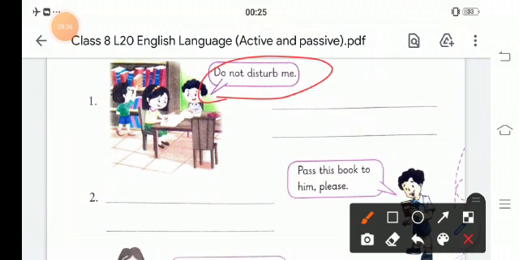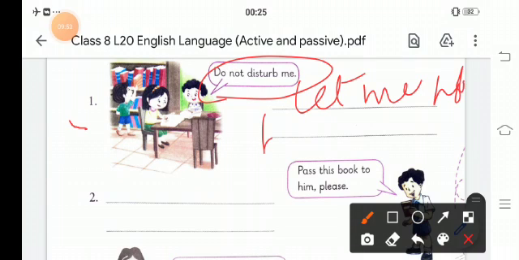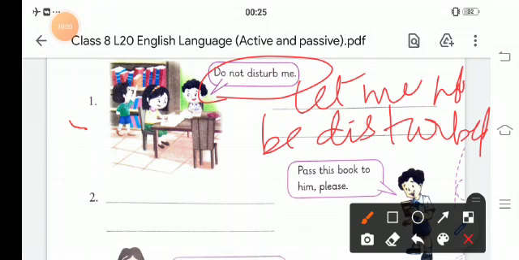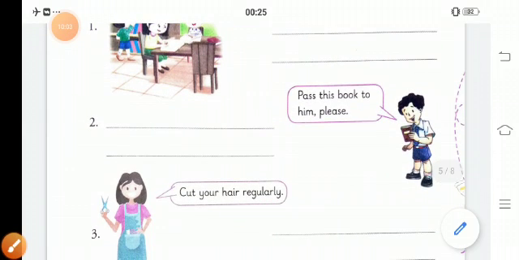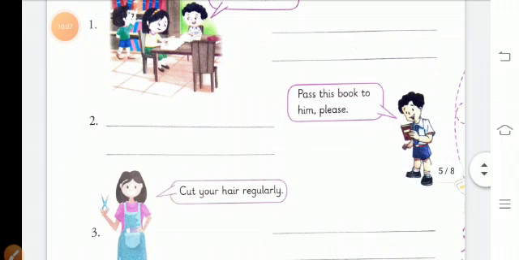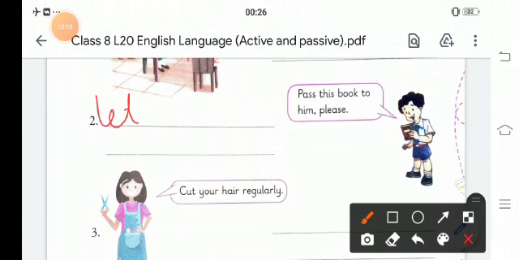First one is do not disturb me. The sentence will start with let. Let me not be disturbed, E-D, disturbed. Pass this book to him, please. The sentence will start with let. Let this book be passed to him, please.